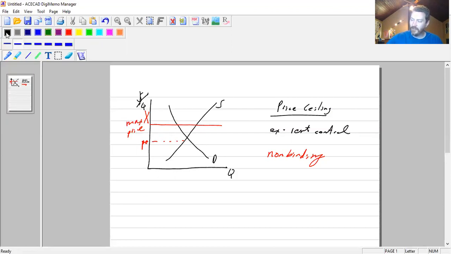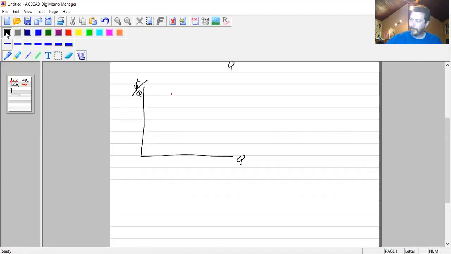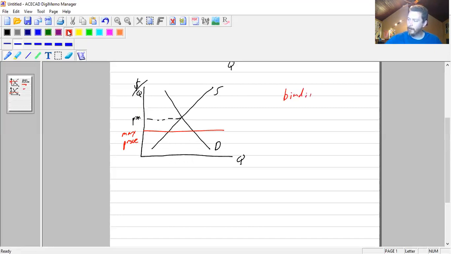The more interesting example is down here. Here's the initial equilibrium price, P star. And now in this case, the government comes out and says, okay, here's your maximum price. It's illegal to charge above this amount. Now this is an example of a binding price ceiling, because here the price ceiling actually makes a difference. The price ceiling is lower than what people want to charge normally in the free market.